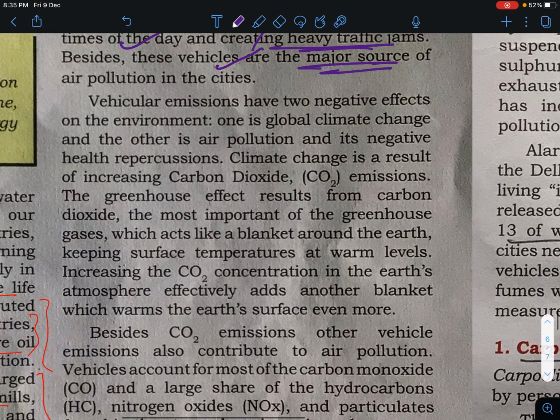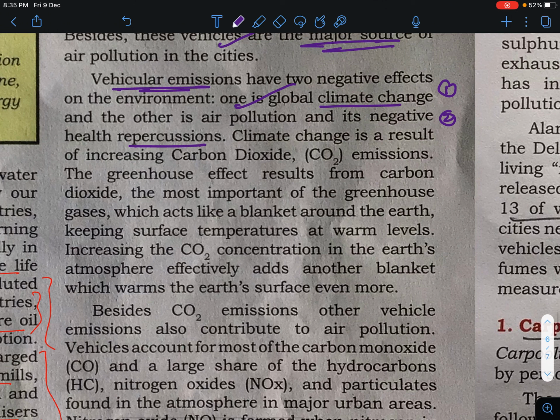Now, the second point is that vehicular emission has two negative effects on the environment. One is global climate change, and the other is air pollution and its negative health repercussions. The first one is climate change, and the second is the negative health repercussions.